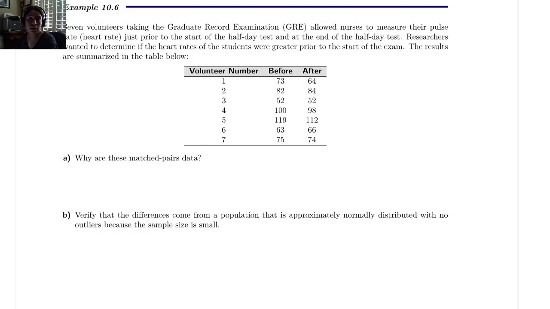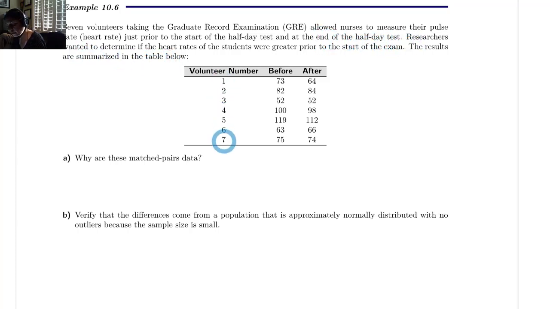Okay, so now let's go ahead and take an example and walk through what the differences mean. Seven volunteers taking the GRE allowed nurses to measure their pulse rate just prior to the start of the half-day test and at the end of the half-day test. Researchers wanted to determine if the heart rates of the students were greater prior to the start of the exam. The results are summarized below.